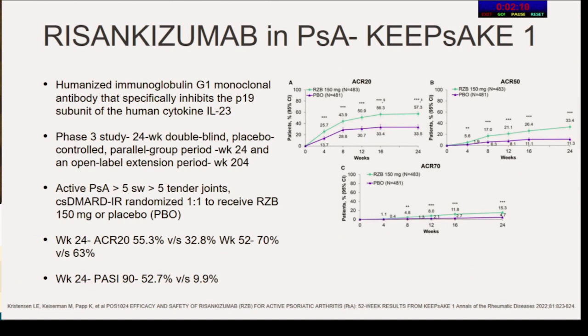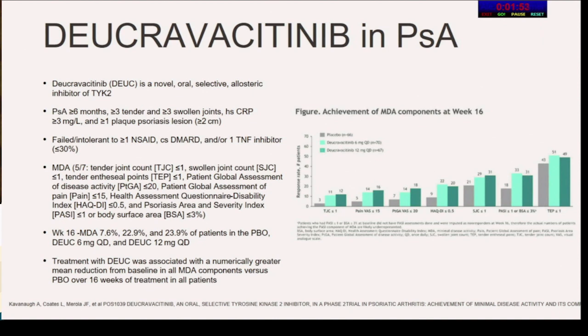One more new molecule, risankizumab in psoriatic arthritis, the KEEPsAKE 1 study showing significant effect of risankizumab. Risankizumab is a monoclonal antibody that specifically inhibits the p19 subunit of interleukin-23. Significant effect at week 24, 55.3% versus 32.9%, and PASI 90, 52.7% versus 9.9%.